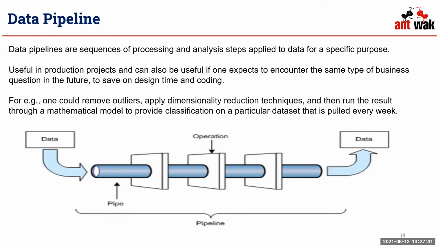So this is the last slide which we have for this walkthrough, which is the data pipeline. In a data pipeline, it is just a step-by-step process to create or analyze your data for a specific purpose, and one operation block can be an input to another data pipeline as well. For example, one could remove outliers, apply dimensionality reduction techniques, and then run the result through a mathematical model to provide classification on a particular data set.